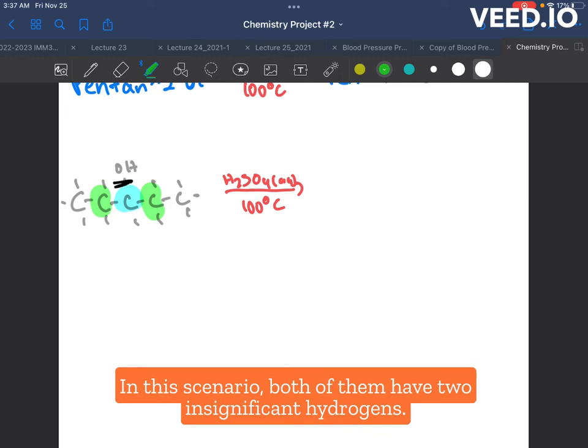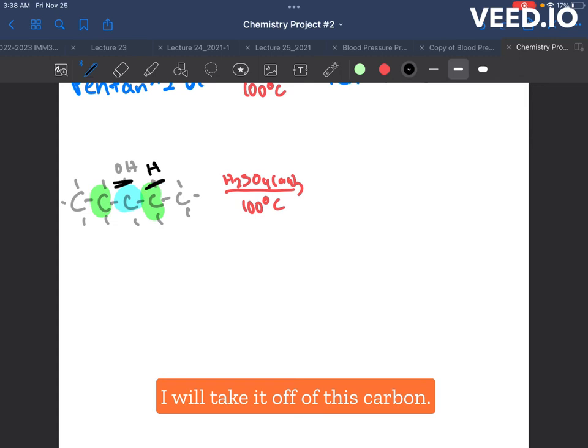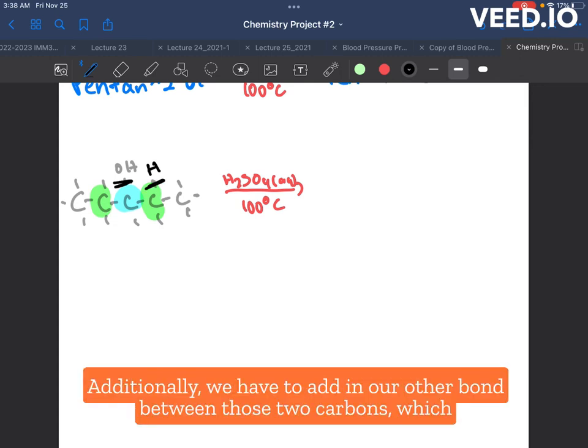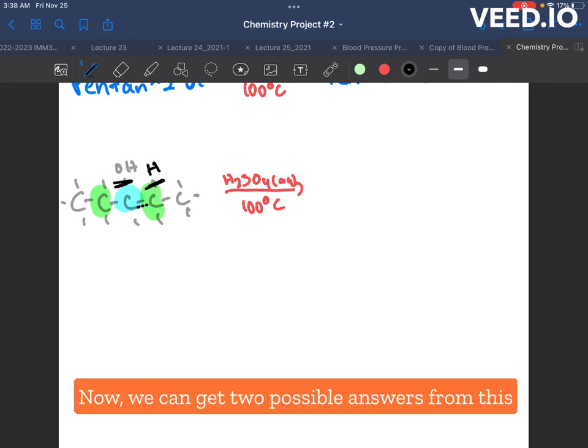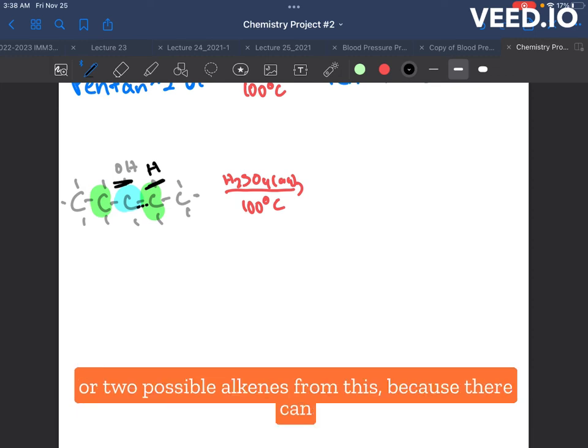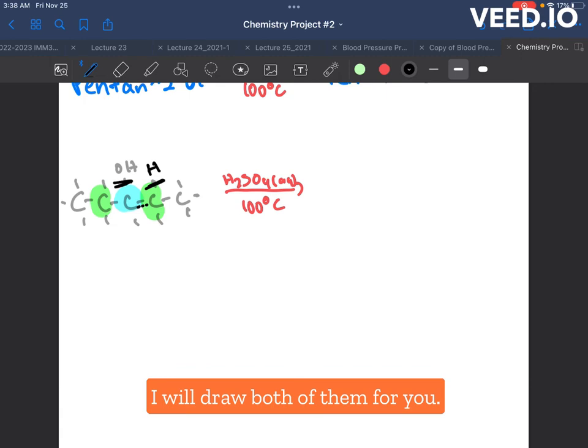In this scenario, both of them have two insignificant hydrogens, so it does not matter which carbon we steal the hydrogen off of. I will take it off of this carbon. Additionally, we have to add in our other bond between those two carbons, which is represented by the black dotted line. Now, we can get two possible alkenes from this, because there can either be a cis formation or a trans formation alkene. I will draw both of them for you.